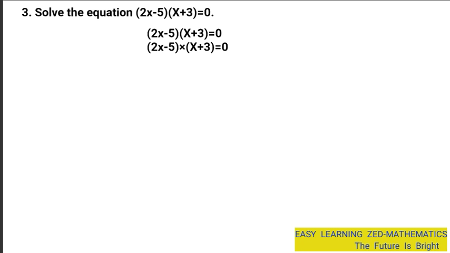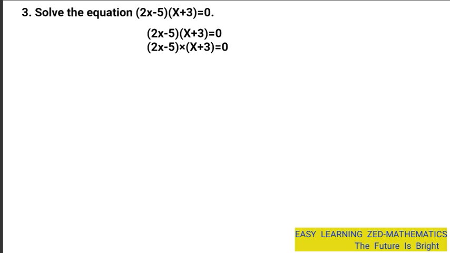Now the other thing you should also remember is that if you are multiplying two numbers and the answer is 0, that means one number is 0. So in this case, either 2x - 5 = 0 or x + 3 = 0.